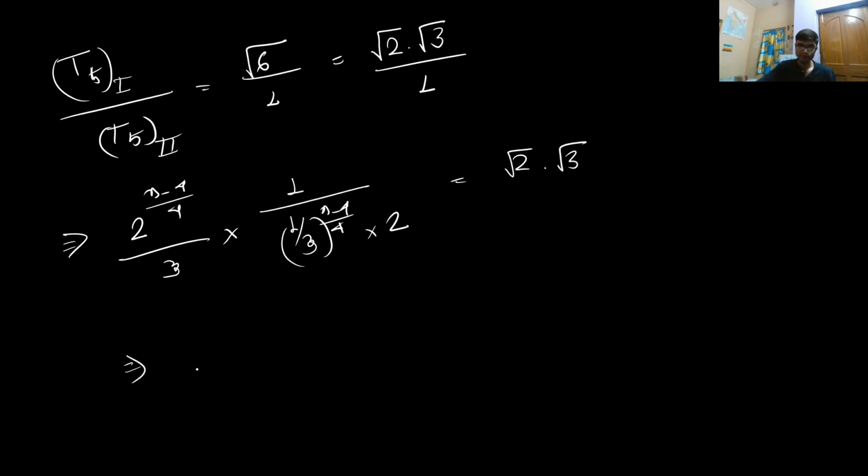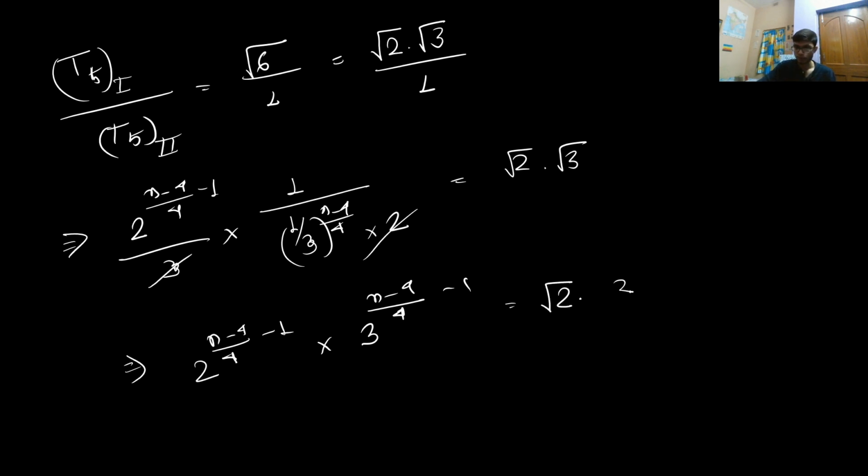So again, if you simplify, this is 2 raised to the power (n minus 4) by 4 minus 1. If you divide this, it will be minus 1. Similarly, if you take 3 on the top, then it will be 3 raised to the power (n minus 4) by 4 minus 1. If you divide this 3 with this particular 3, then this result is equal to root 2 into root 3. So from here, the indices associated with 2 and the indices associated with 3 are basically equal to half.